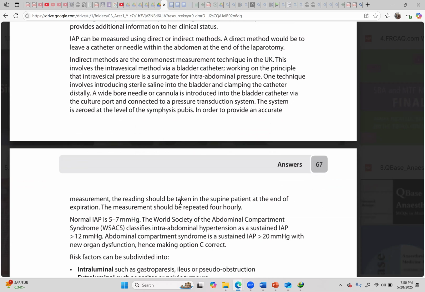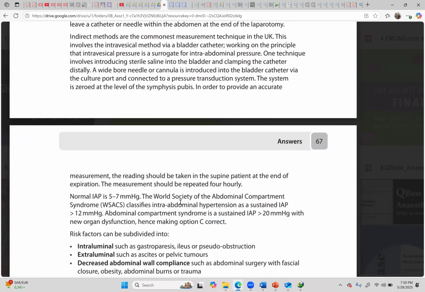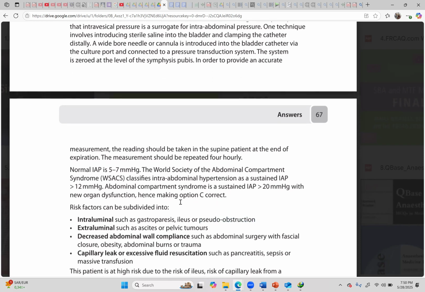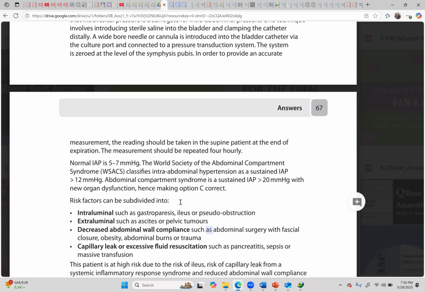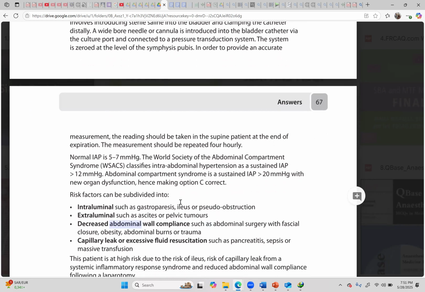Okay, the same points were discussed in the initial MCQ. At the end of expiration, this is the MCQ point, that we measure abdominal pressure at the end of expiration. Classification normally is 5 to 7, and then 5 to 12 is intra-abdominal hypertension, and with development of new organ dysfunction, it will be abdominal compartment syndrome. So it is also important what the causes and risk factors are: gastroparesis, ileus, or pseudo-obstruction. One reason is extraluminal: ascites or pelvic tumors, and decreased abdominal wall compliance, abdominal surgery with fascial closure, obesity, and it can occur in burns as well.